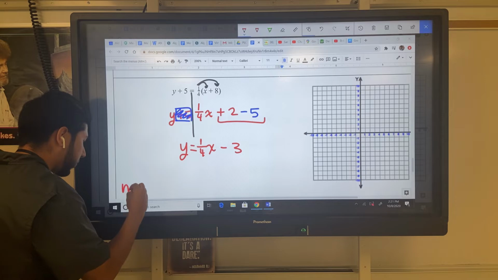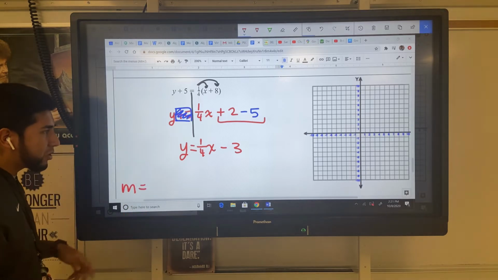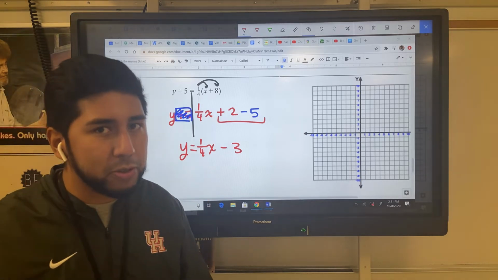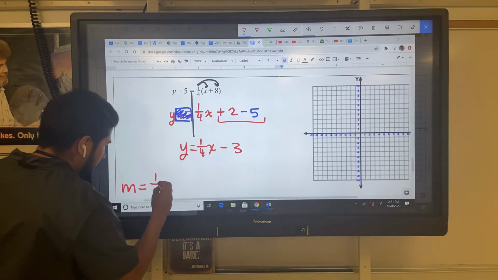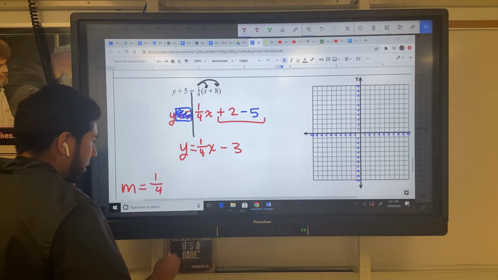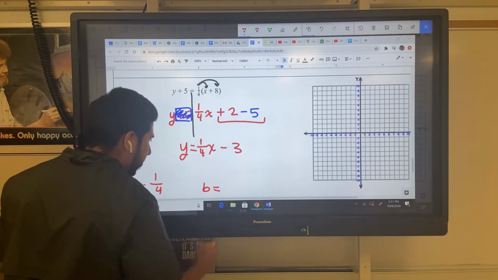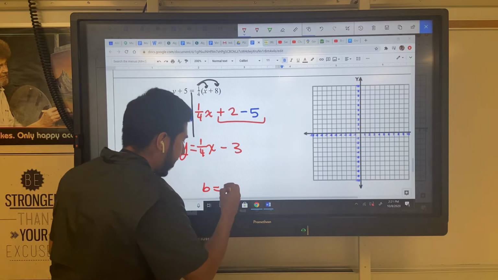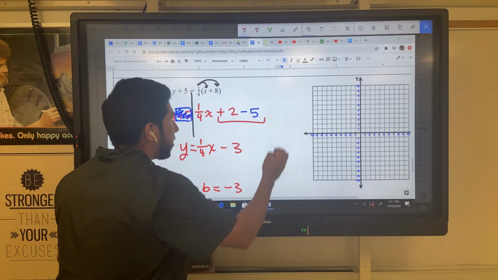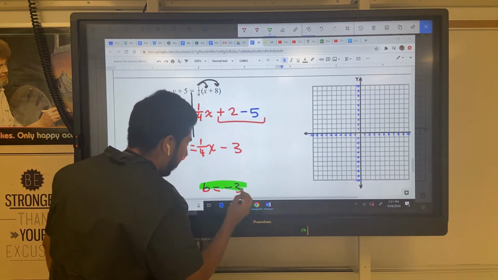Slope. Ask yourself real quick, which is the slope? Slope's in front of the x. It's my m value, which is 1/4. B value. Yes, don't forget it's just not 3, it's -3. Let's make this B value a coordinate real quick.